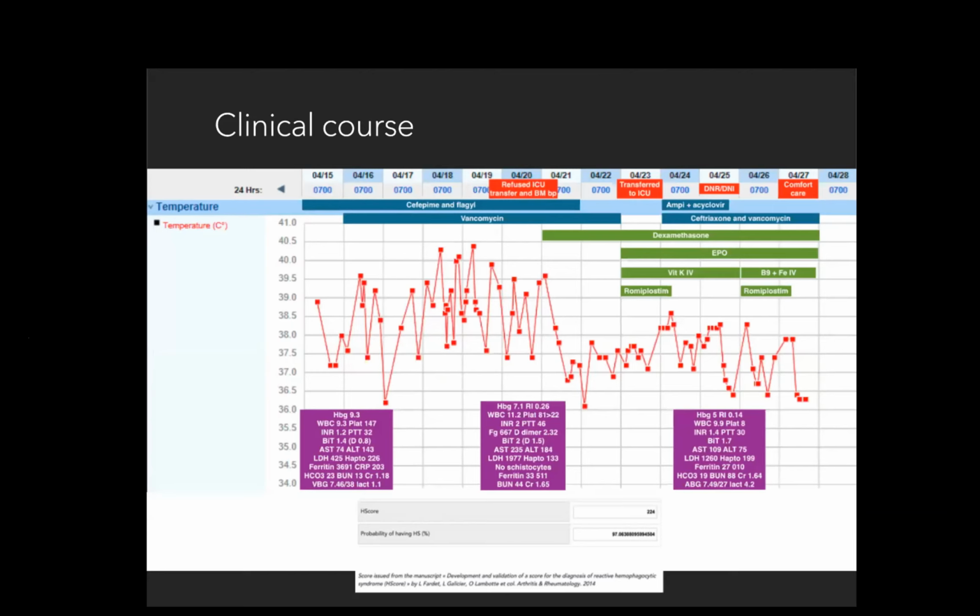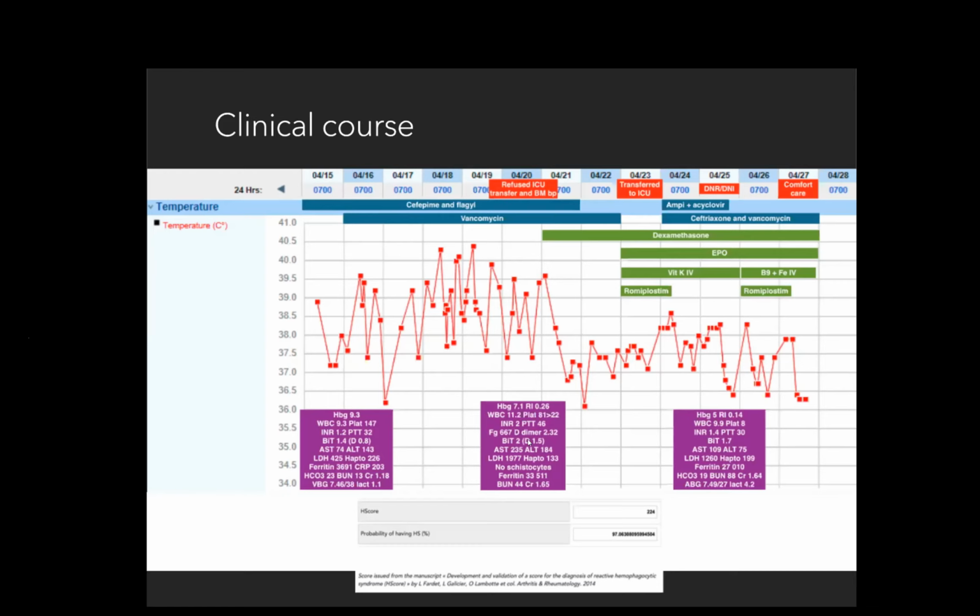So he came in on the 15th. People started antibiotics, and we decided to give him a 7-day course of antibiotics. We started cefepime and Flagyl. I'm not sure exactly when vancomycin was added. He started with a hemoglobin of 9.3, platelets of 147, and you can see on the 20th, everything turned, he had a big turn.